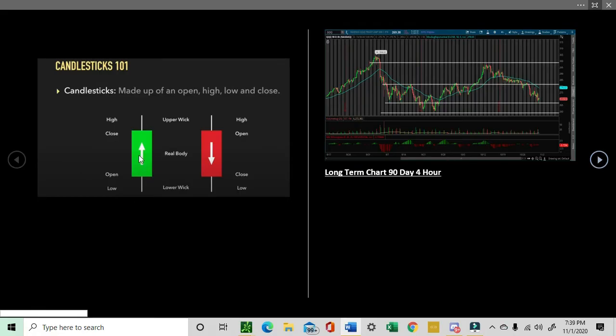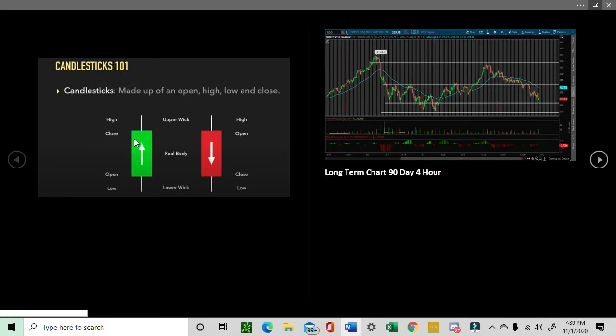If we look at these candlesticks, we have a bullish candlestick and a bearish candlestick. The candlestick is made up of an opening price, the high price, the low price, and the close price of a specific period. If we're looking at a 1 minute chart, that's the high, the close, the open, and the low of 1 minute. If we're looking at a 5 minute chart, the same rules apply. If we're looking at a 10 minute chart, same rules apply.